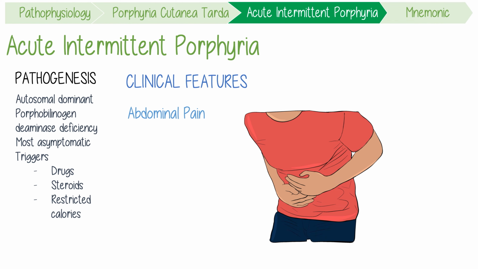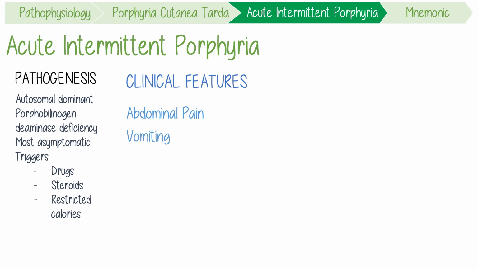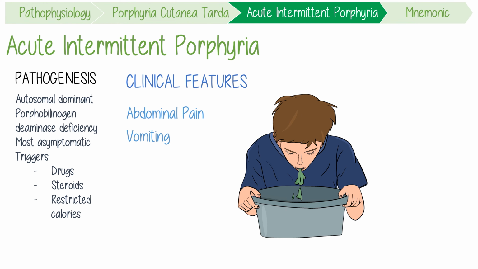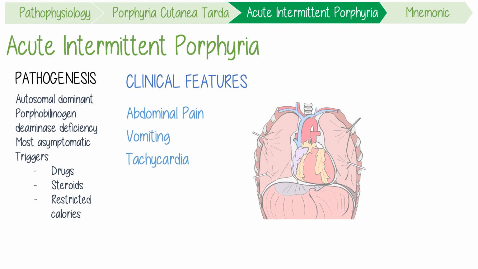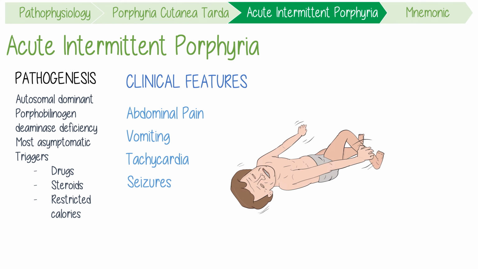This is the most common symptom and is usually severe, steady, and diffuse pain. The pain is neuropathic and is not accompanied by inflammation, so its response to analgesia is poor. Nausea, vomiting, and constipation are also common and are probably due to autonomic dysfunction. Similarly, tachycardia and hypertension are frequently noted signs. Seizures may also occur during acute attacks. Moreover, psychiatric symptoms like psychosis are also important features.